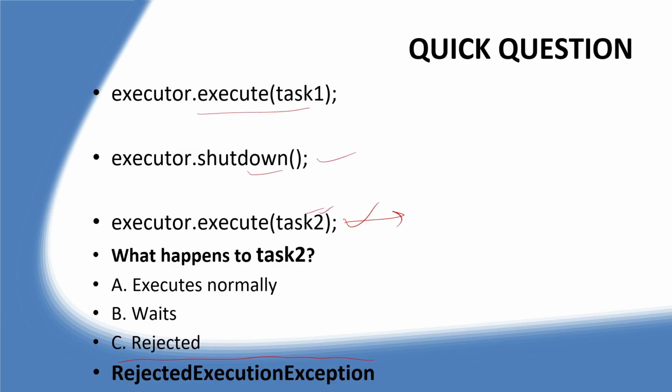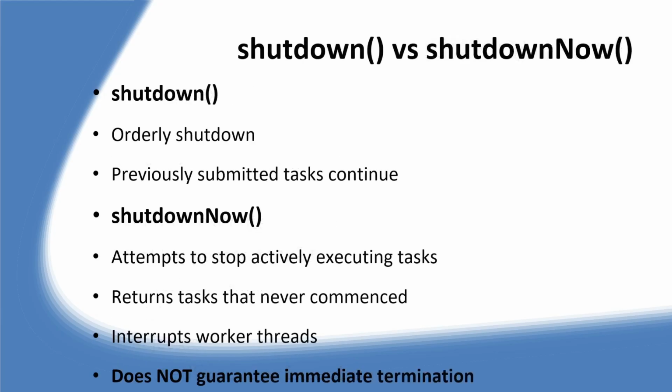Okay, so we have two methods, shutdown and shutdownNow. Shutdown performs an orderly shutdown. If you want to do an orderly shutdown, just go with the shutdown method. Previously submitted tasks are allowed to continue, and shutdownNow is more aggressive. It will attempt to stop actively executing tasks. How will it stop the executing tasks? By interrupting worker threads and returning tasks that were submitted but never started.